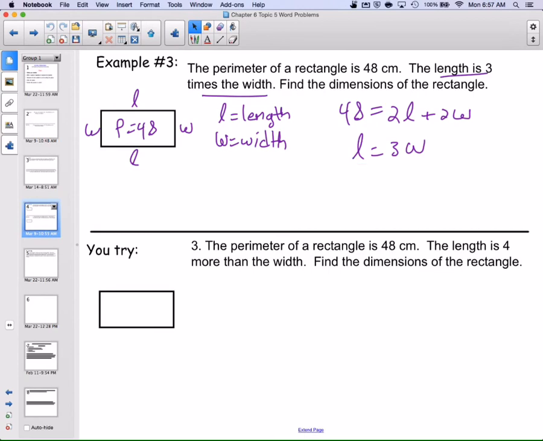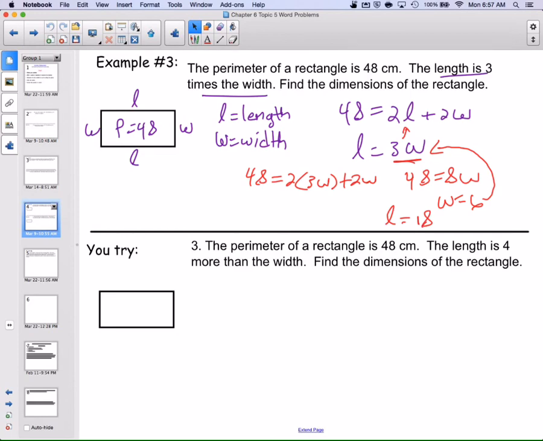All right, so looking at this example, it might make more sense to do substitution because one of my 2 equations is already solved for a variable. So I'm just going to take 3W and replace it with the letter L in my first equation. 48 equals 2 times 3W plus 2W. Well, that makes 48 equals 8W total. By dividing 48 by 8, I'm going to get 6. All right, so that would mean 6 for the width, and then I can replace that 6 into my second equation and get L is 18.